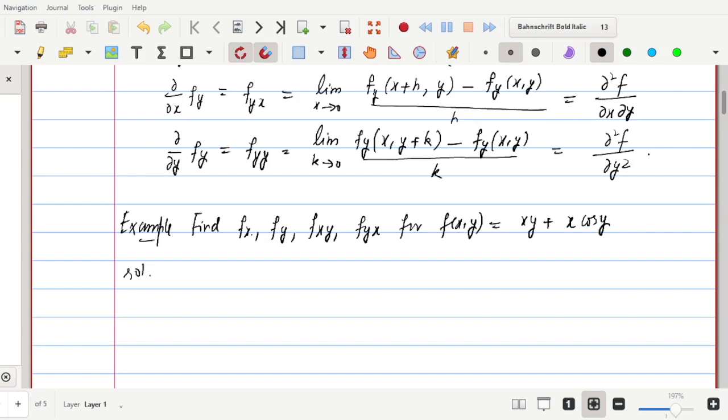In the solution, we have first of all fx, which is equal to del by del x of f of x, y. So this is equal to del by del x of xy plus x cos y. Now when we are taking the partial derivative of a function with respect to x, we treat all the other variables as constants. So y is treated as a constant in this case. The derivative of this function with respect to x is y plus cos y.